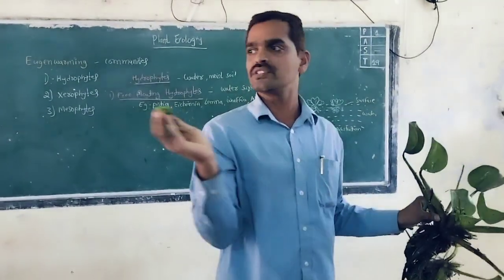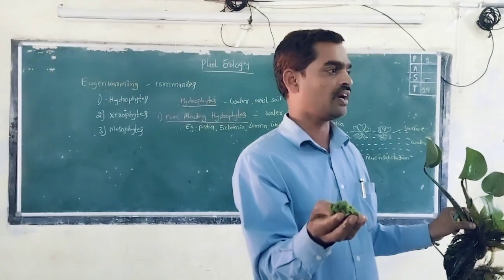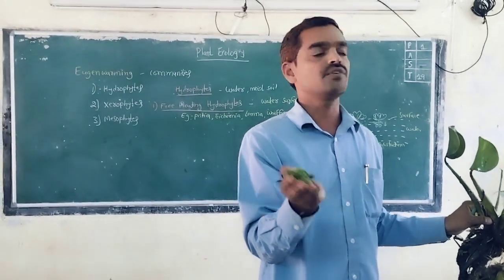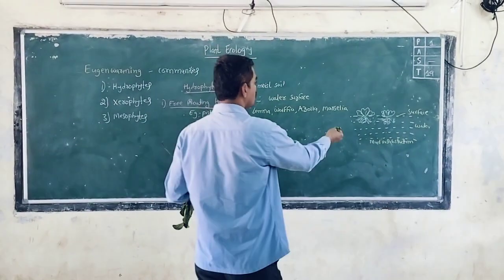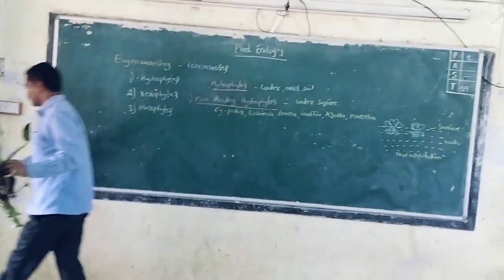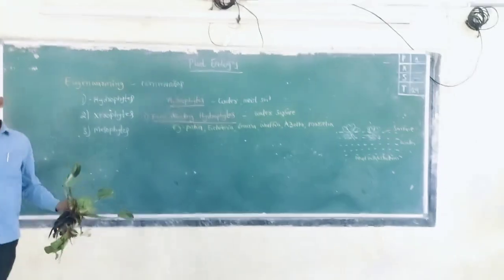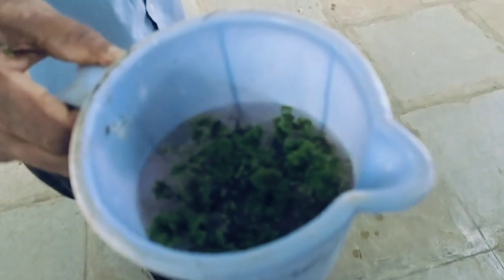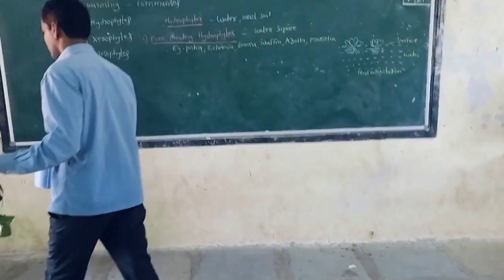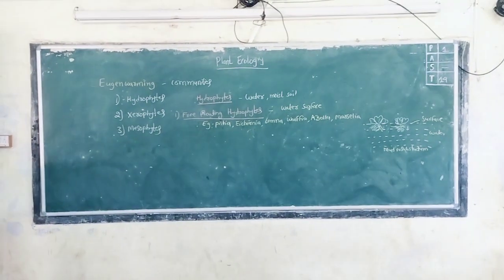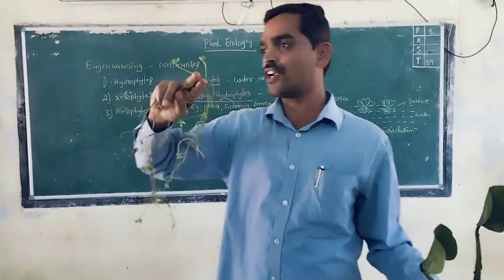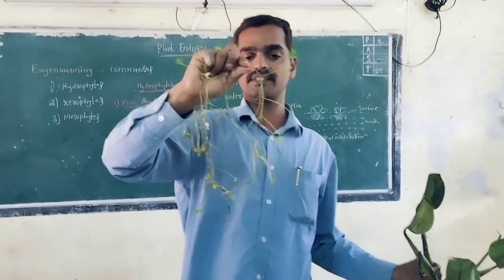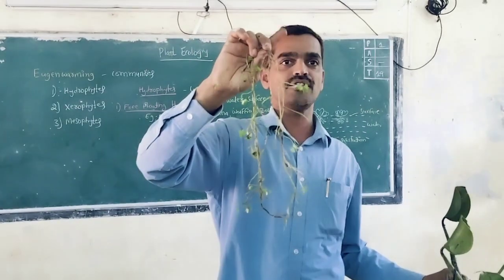It is used as a biofertilizer and has nutritional food value. It is fed to cattle, hens and sheep, so it has very high nutritional value. These also float freely on the water surface. So this is Azolla, also a free floating hydrophyte. And this is Marsilea, a pteridophyte plant. This is also a free floating hydrophyte.